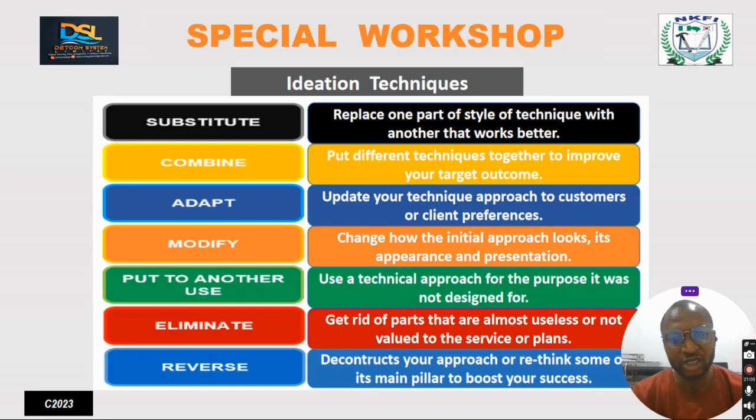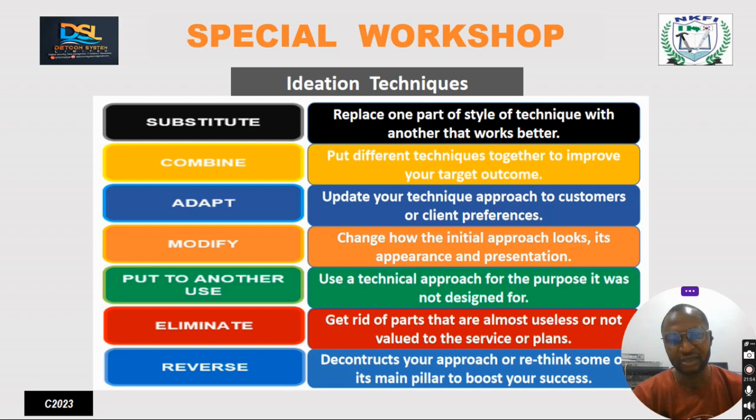Then you have to modify, change how the initial approach looks, its appearance and presentation. Do you understand? Its appearance and presentation. Then put to another use. Use a technical approach for a purpose it was not designed for. Maybe what you did for a particular idea A, you move to an idea C. Why? Because to bring the aim and objective of idea C to life. So there's every tendency to put another idea to use.